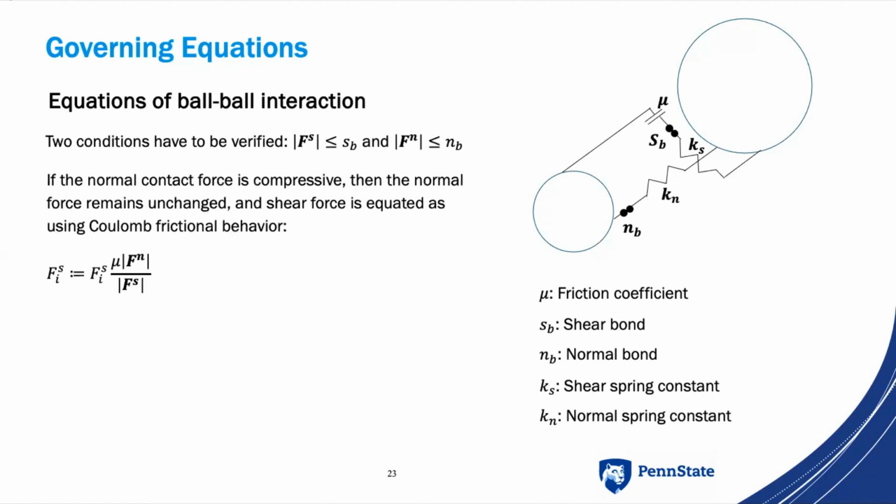As indicated earlier, two conditions must be verified: the tensile normal forces and the shear forces should not exceed the bond strengths for normal and shear stresses. If they do exceed these strengths, the bonds are considered broken and their values are set to 0, and the contact permanently loses bonding capability. Conversely, if a normal contact force is compressive, then the normal force remains unchanged, and the shear force is governed by Coulomb frictional behavior as shown here.